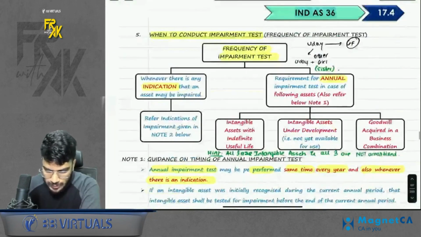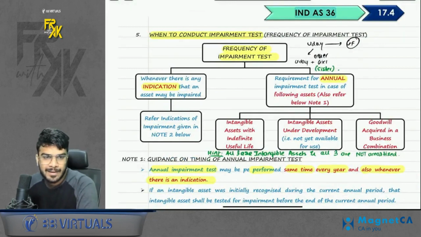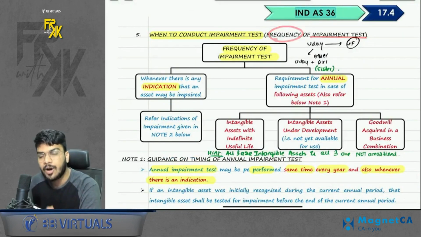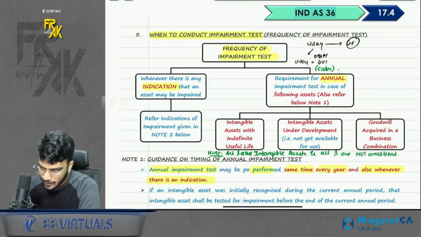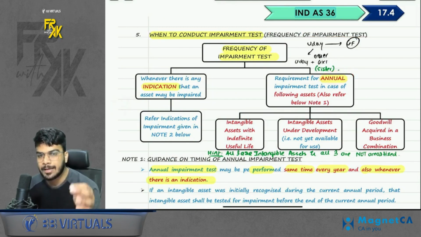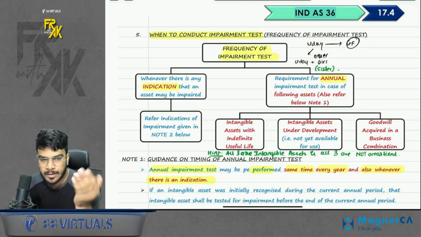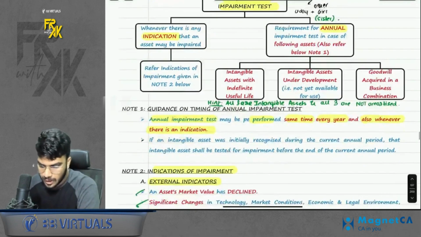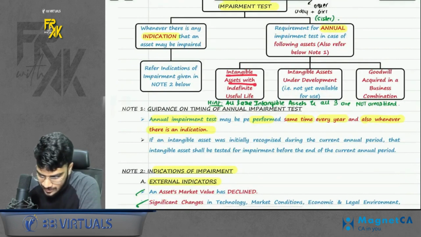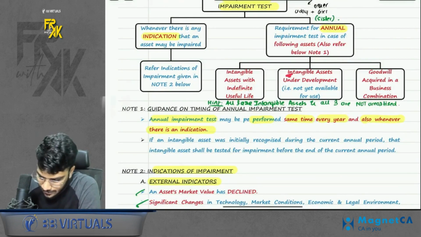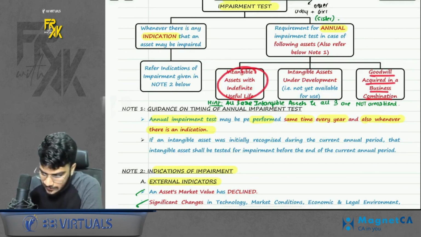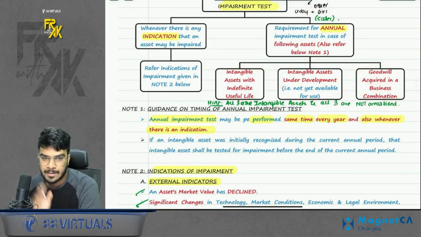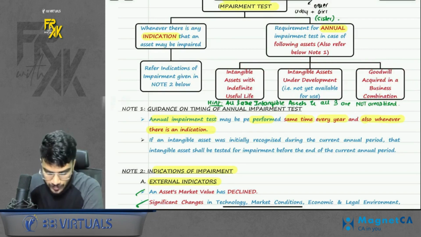Yes. The next point is when to conduct the impairment test. That is the frequency of the impairment test. How frequently do we do the impairment test? Simple. In case of 3 assets, the annual impairment test is compulsory, that is once in a year you have to do the impairment test. Which are those assets? Intangible asset with indefinite useful life, intangible assets under development, and goodwill acquired in a business combination. These are the 3 assets for which the annual impairment test is compulsory. For all other assets, you will do the impairment test only when there is an indication.